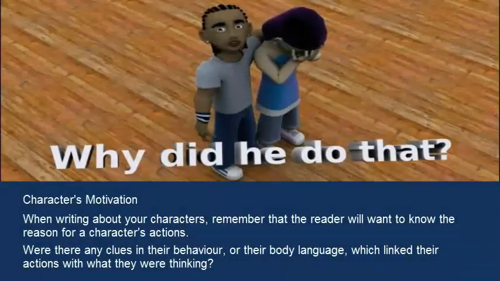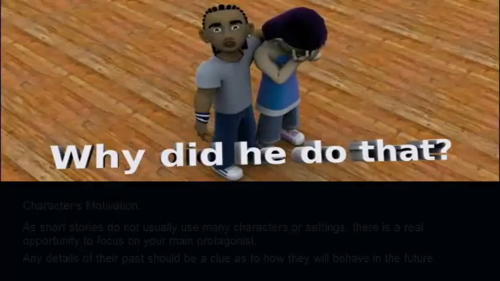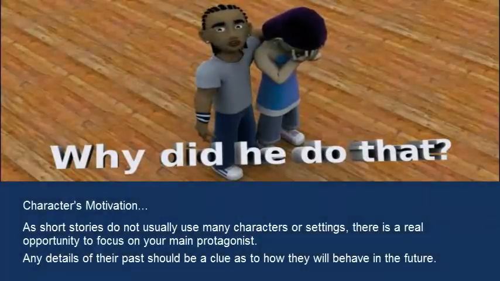Characters' motivation. When writing about your characters, remember that the reader will want to know the reason for a character's actions. Were there any clues in their behaviour or their body language which linked their actions with what they were thinking? As short stories do not usually use many characters or settings, there is a real opportunity to focus on your main protagonist. Any details of their past should be a clue as to how they will behave in the future.